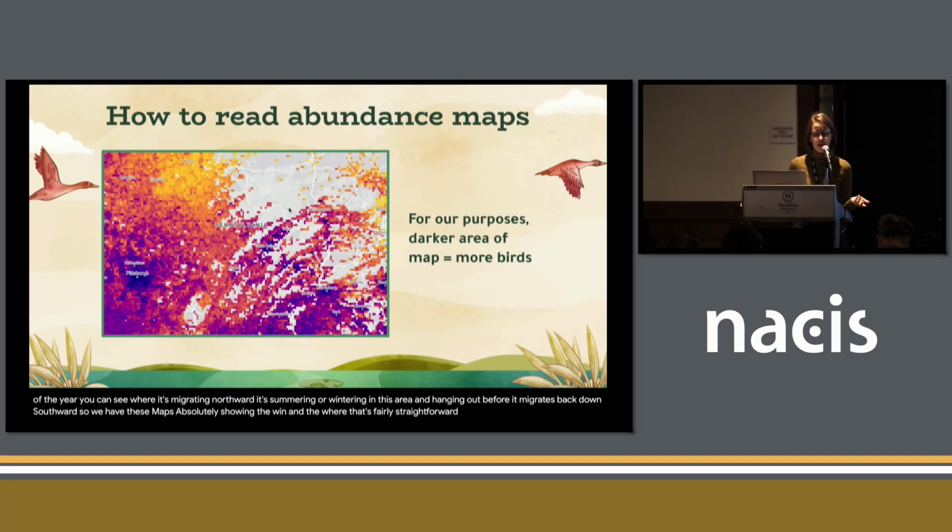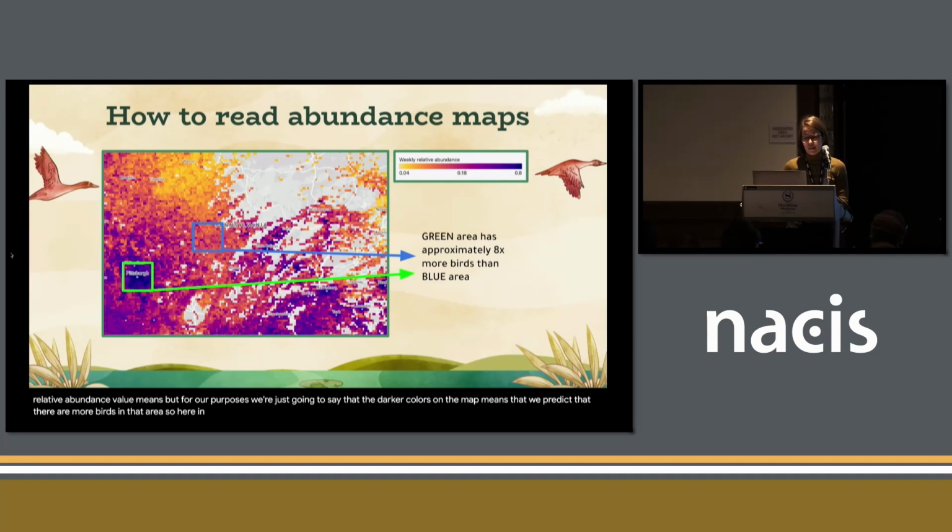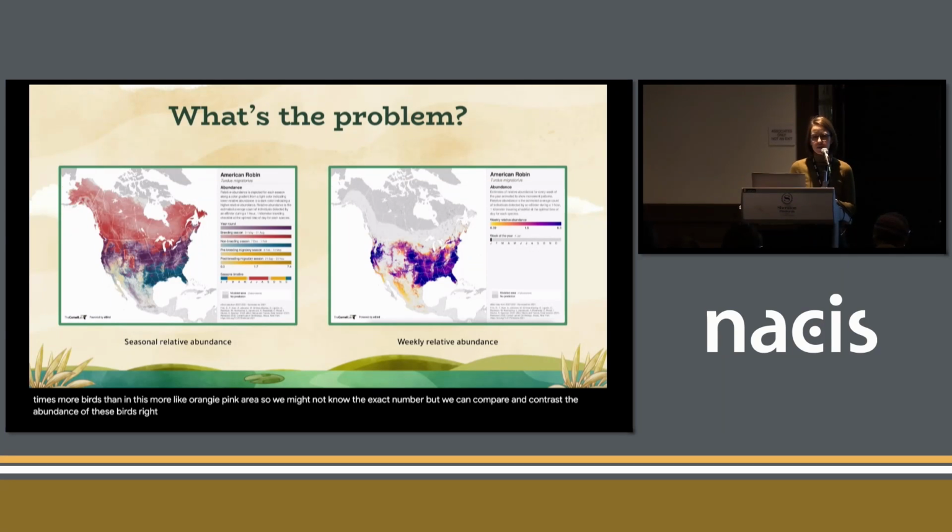That's fairly straightforward for map people, right? The how many birds there are is a little bit more complicated, and I could truly do a full 20-minute presentation just on what this relative abundance value means. But for our purposes, the darker colors on the map mean that we predict there are more birds in that area. Here in Pittsburgh, we're looking at American robin again. The dark purple, according to the legend, means that there are 8 times more birds than in this more orangey pink area. So we might not know the exact number, but we can compare and contrast the abundance of these birds, right?